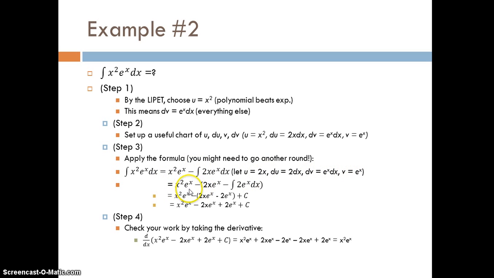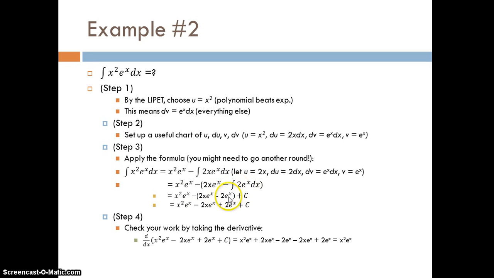x squared times e to the x minus, 2x e to the x minus the integral of 2 e to the x dx. Be very careful, make sure that you put parentheses around this entire evaluation of the integral, because you don't want to lose one of your negatives. When you finish this out, you get x squared e to the x minus, in parentheses, 2x e to the x minus 2 e to the x.